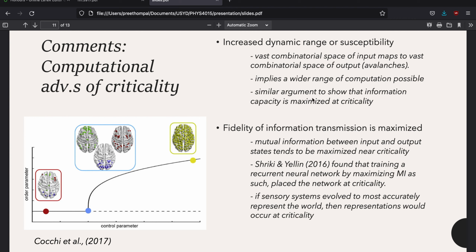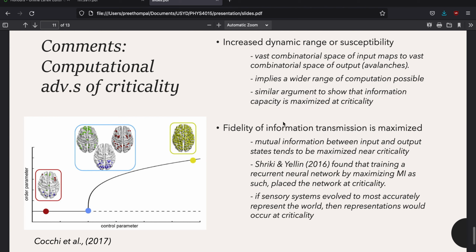And then we can also make a similar argument to say that information capacity of the recurrent network is maximized at criticality. So if there's a larger possible range of pattern activation inside the network, then it has higher entropy and a larger possible number of states it can occupy, and therefore larger information capacity.